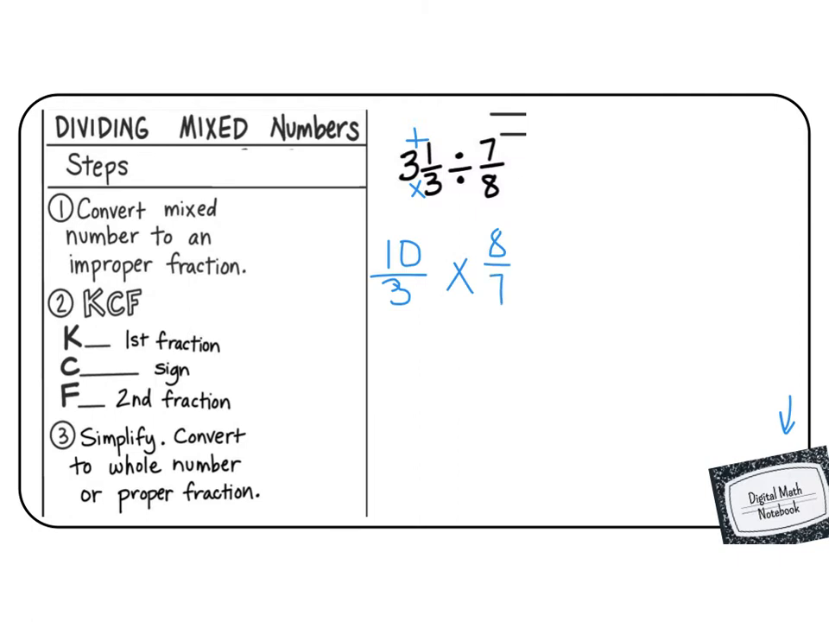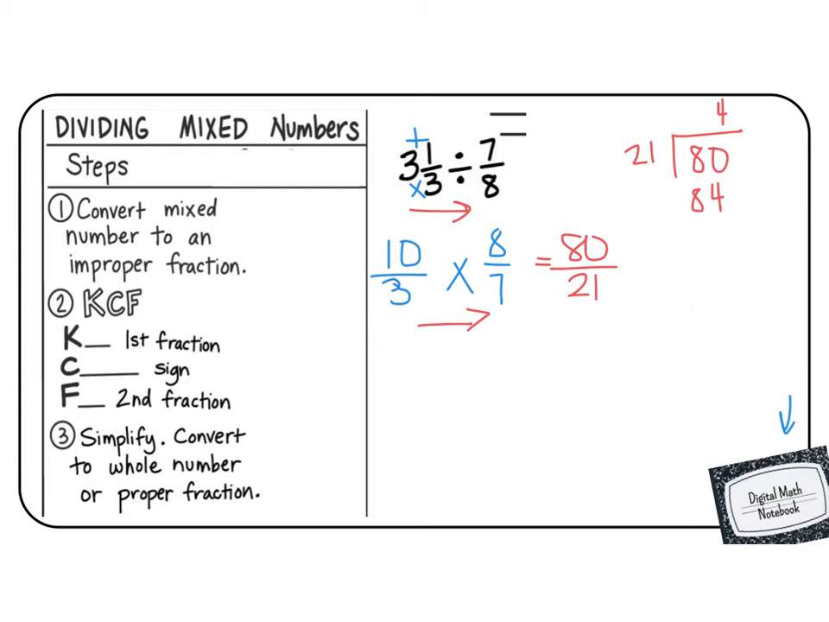All right, we're ready to multiply straight across the top and straight across the bottom. 8 times 10 is 80, and 3 times 7 is 21. So we need to divide because our top number is bigger than our bottom number. So 80 divided by 21. We can count by 20s. 20, 40, 60, 80 would go in 4 times. So 4 goes on top. That would be 84. That's too much.